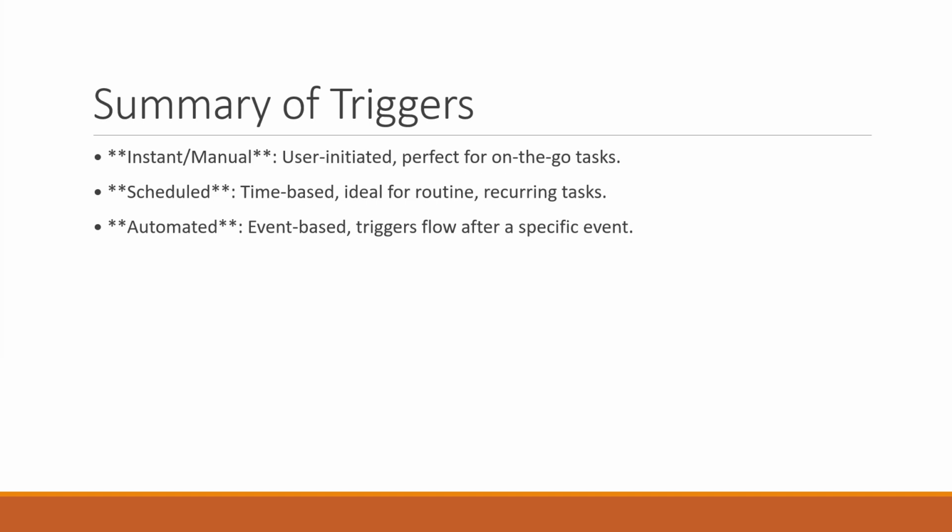So let's quickly recap the three types of triggers we have discussed. Instant or manual triggers are user initiated, great for when you need to kick off a flow on the go. Scheduled triggers run on a set schedule, which is perfect for routine tasks that happen regularly. And finally, automated triggers respond to specific events, making them ideal for workflows that need to react immediately when something happens. Simple, right?